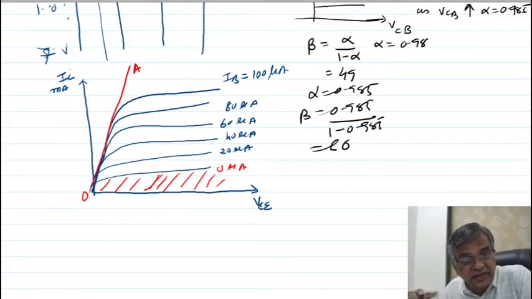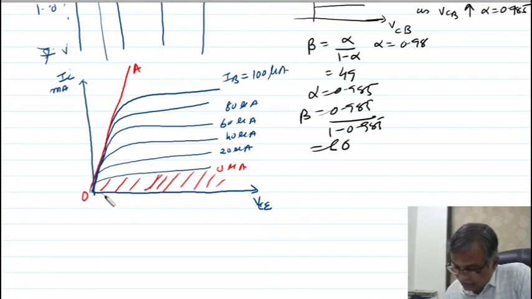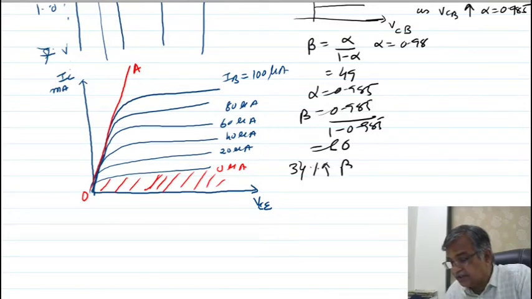What is the effect of the increasing alpha on this graph that I am discussing? As alpha increases, due to the increase in reverse bias collector voltage, this is a reverse bias, your beta increases from 49 to 66. So there is a 34% increase in beta.